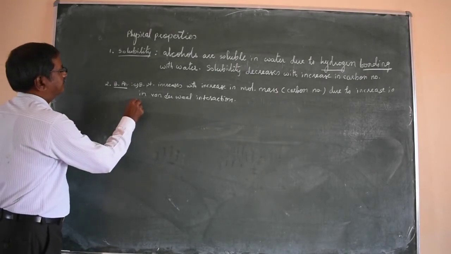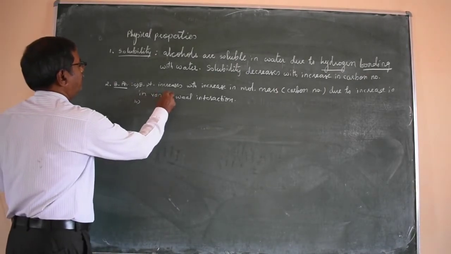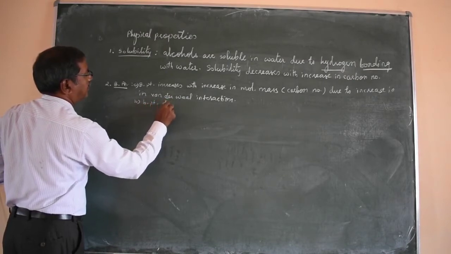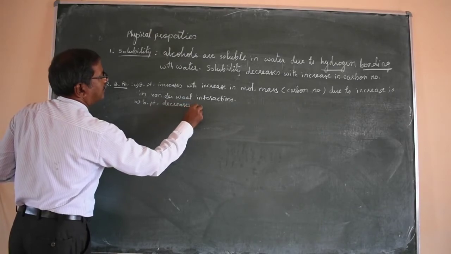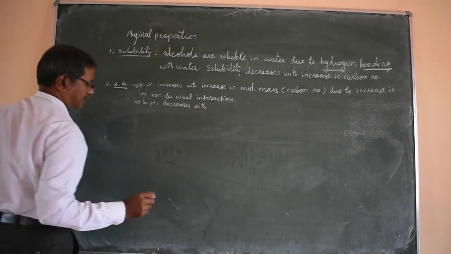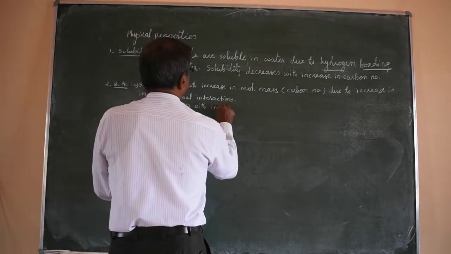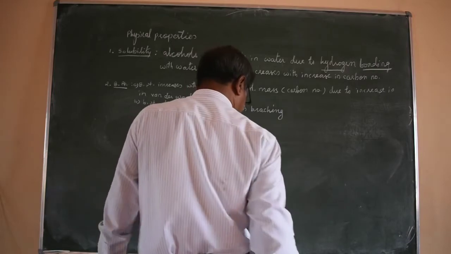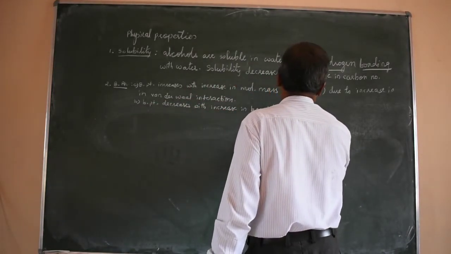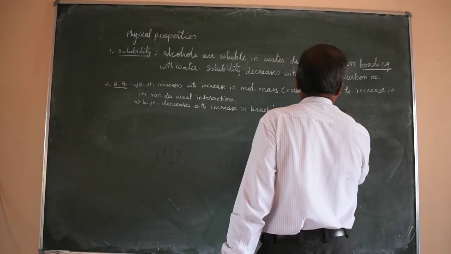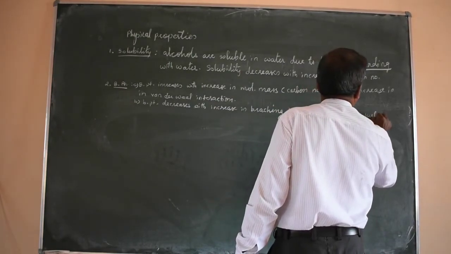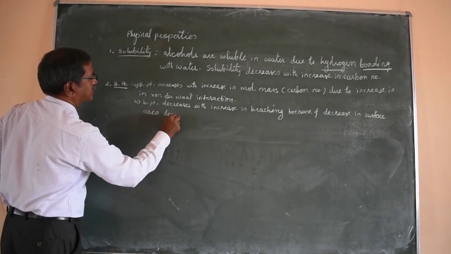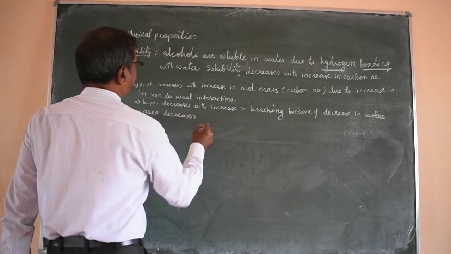Second point, boiling point decreases with increase in branching, because of decrease in surface area, which decreases van der Waals interaction.